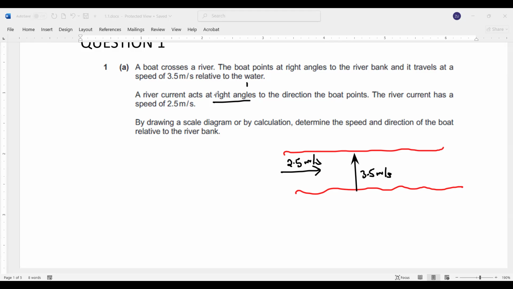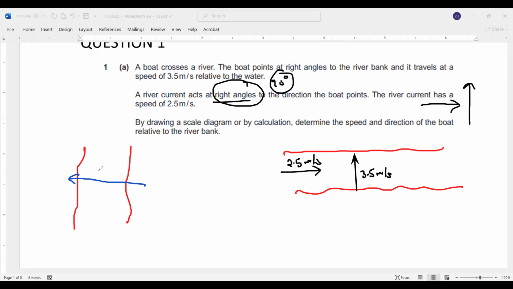They mentioned right angle. The term right angle means it should be 90 degrees. So if I draw the boat crossing a river, the river current should be 90 degrees to that. For example, if I draw the river in this way and I say the boat is crossing the river, which direction should I draw the current? Either upward or downward, because I have to draw 90 degrees. It's a right angle, or 90 degrees.